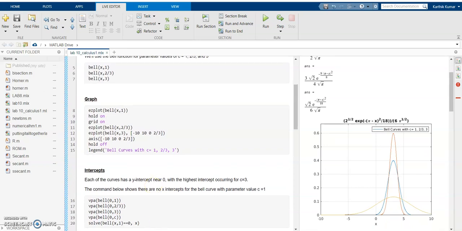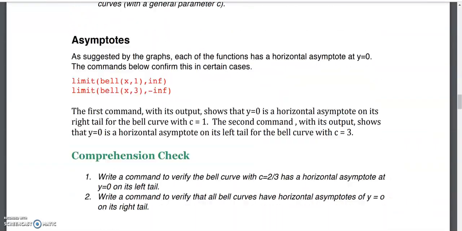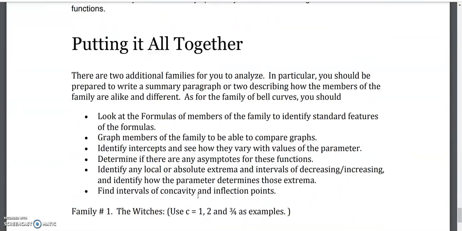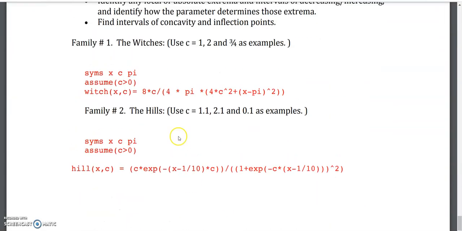And if you look at the lab assignment, whatever we have done is just the same, but here you are solving for a different function. The last function was bell. Now here it is which of x comma c, and c is 1, 2 and 3 over 4, and the assumption is just the same. We are assuming c to be greater than 0 and x to be real, and the other function is hill of x comma c for different values of c. It's just the same. What you have to do is change the function.